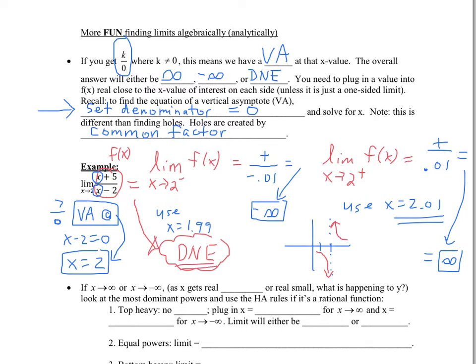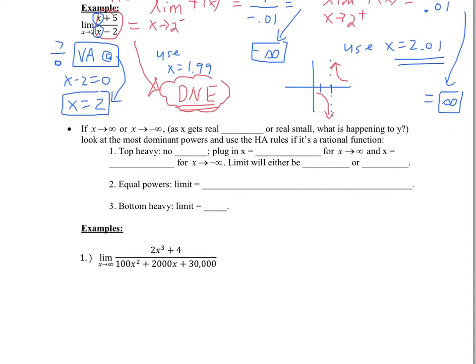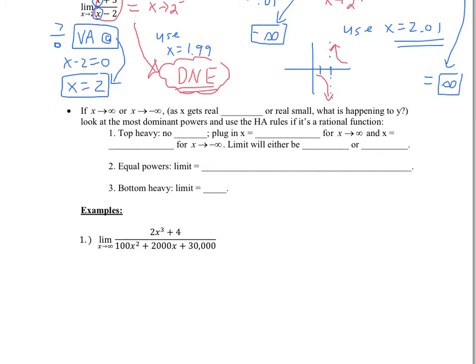Okay. All right, let's move on to a different type of question. Now we're looking at some limit questions where x is approaching either infinity or negative infinity. This means that as x gets real big, in the case of x approaching infinity, or x getting real small, we're trying to figure out what is happening to y. Well, here we're going to follow the rules of horizontal asymptotes if it's a rational function. And we want to look at the most dominant powers.